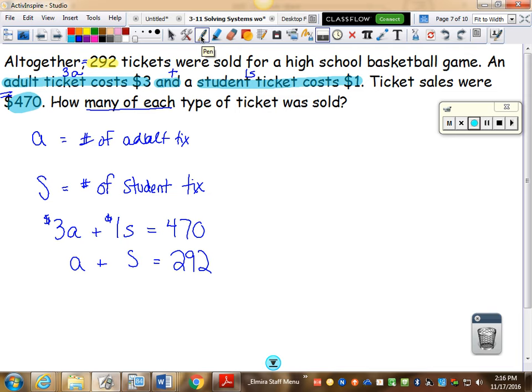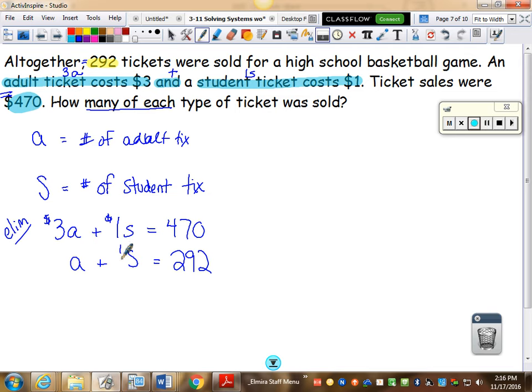Well, I've got everything in standard form, and it's all lined up. A's are lined up, S's are lined up, numbers are lined up, equals are lined up, plus and minuses, although they're both pluses, they're lined up. These are both in standard form. So I'm going to choose elimination for this.